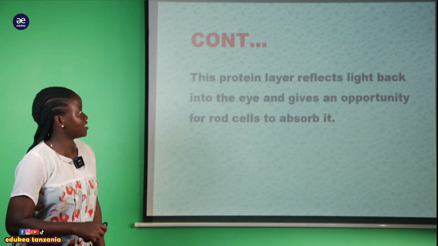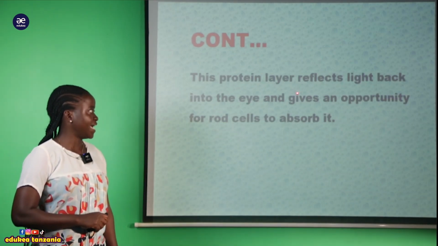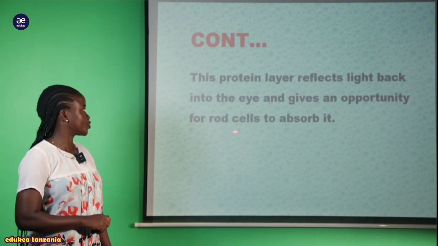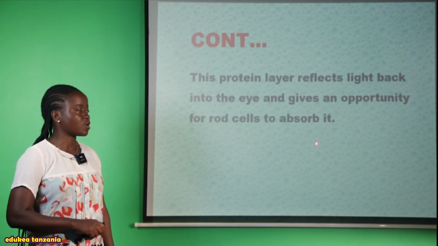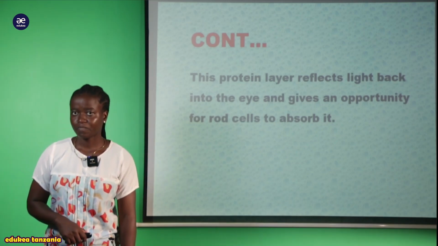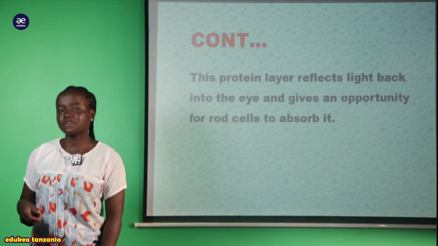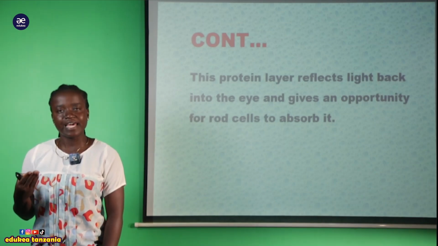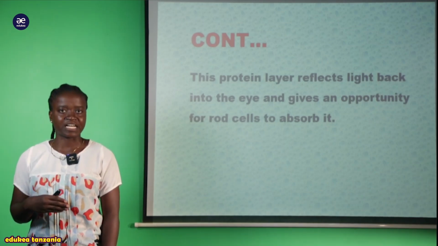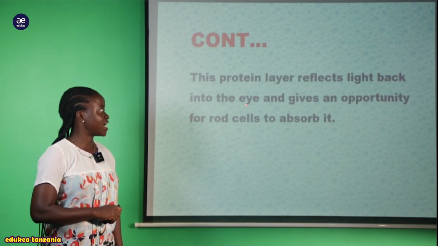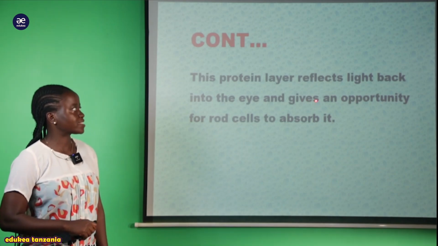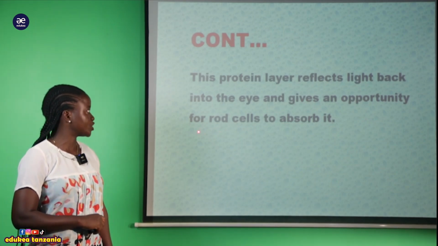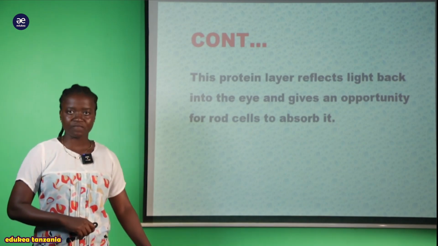So now we can say that this protein layer reflects light back into the eyes and gives an opportunity for rod cells to absorb it. So due to that reflective layer, or we can say due to the tapetum layer, which is found behind the retina, this protein layer reflects light back into the eyes and gives an opportunity to rod cells to absorb it.